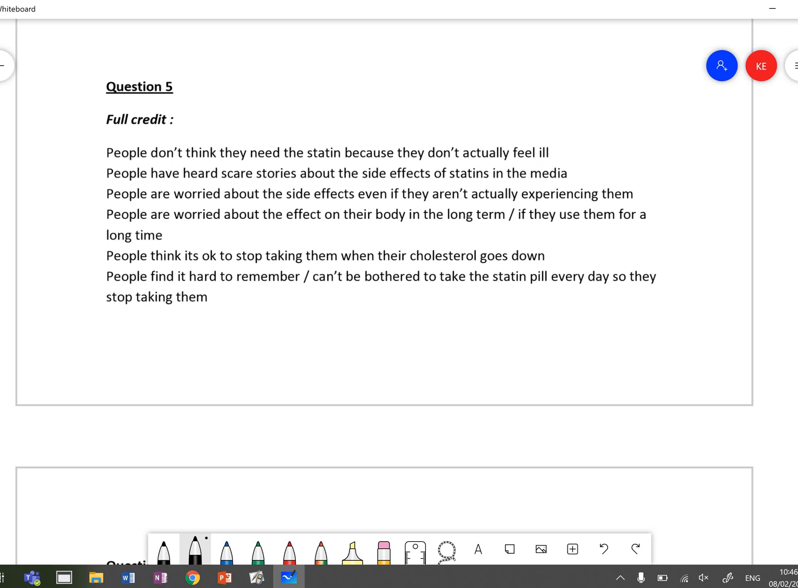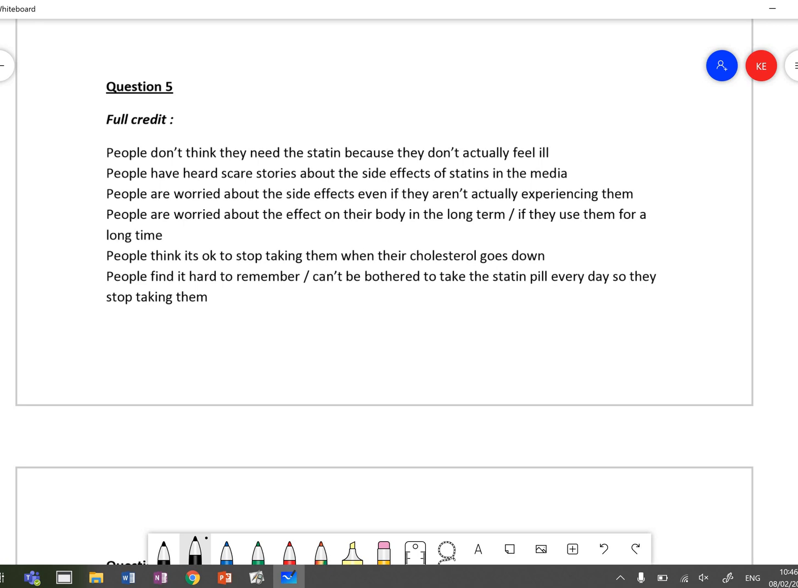Okay, in question 5, Rian says that the statement, up to half of people who are prescribed statins stop taking them within a year, proves that statins must have side effects. Give a reason why people might stop taking statins that would oppose Rian's argument. So we've got some possibilities here. Maybe people don't think they need the statin because they don't actually feel ill. Maybe they've heard scare stories about the side effects of statins in the media. People may be worried about the side effects even if they aren't actually experiencing them. People may be worried about the effect on their body in the long term.